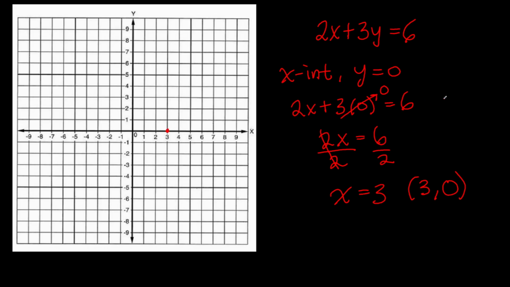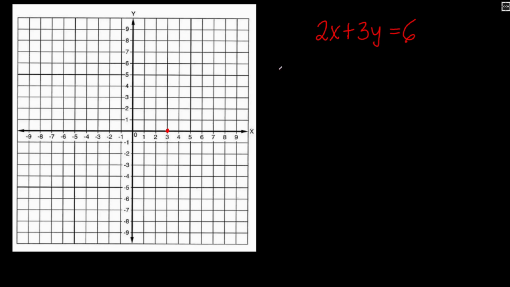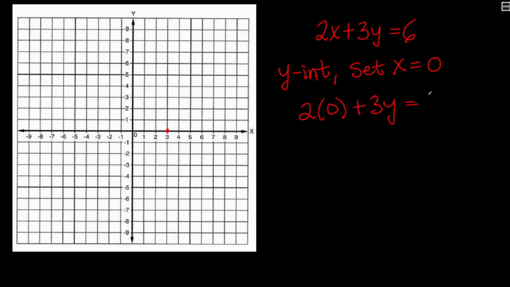Okay, so let's find the y-intercept. To find the y-intercept, you would want to set x equal to 0. So we're going to take this equation here. We're going to replace x with 0 plus 3y is equal to 6.